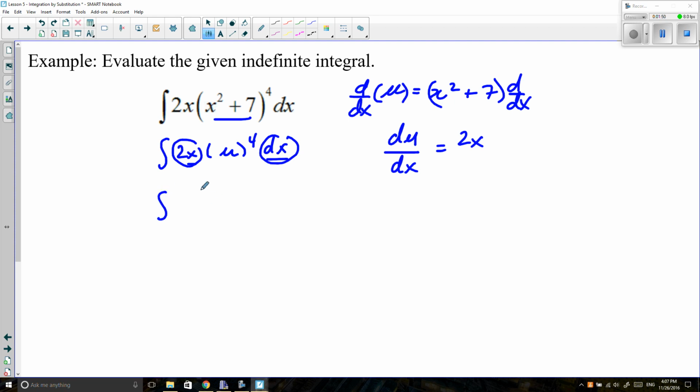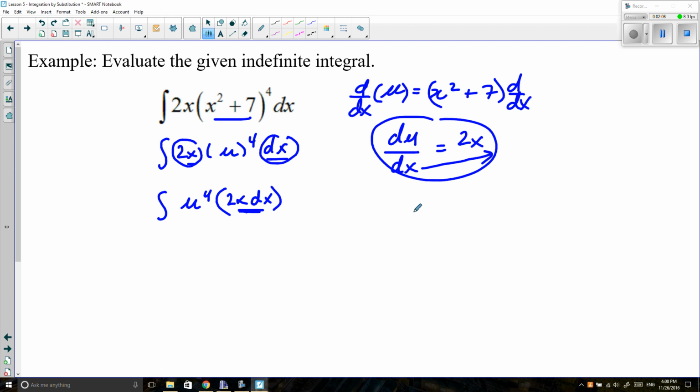I'm going to rearrange this. This is u to the power of 4. I'm going to bring the 2x and the dx together as one. The reason I'm doing that is because I can get this expression from this equation. Taking dx to the other side, I get du is equal to 2x times dx. And look at that, 2x dx is really equal to du. So I'm going to substitute that in.